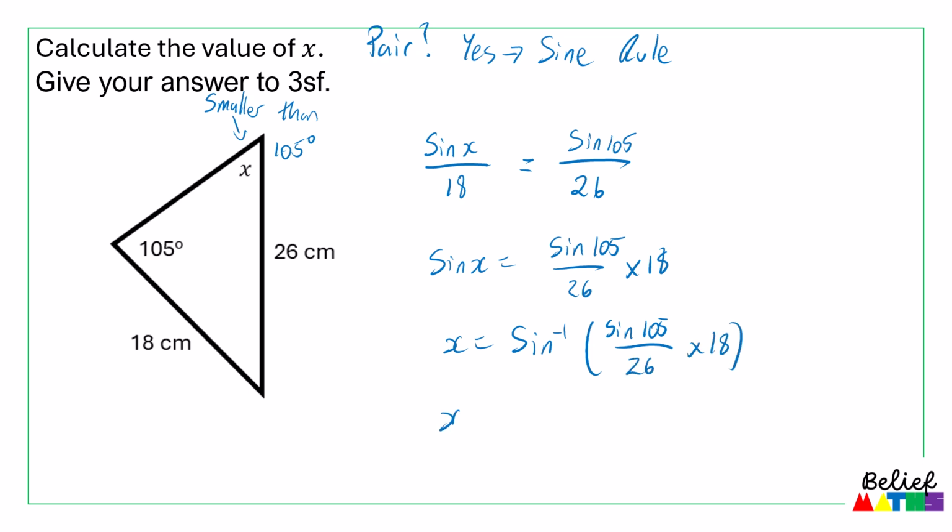And again, now I pick up my calculator and put it all in one go. And I get an answer of 41.968, etc. Giving that answer to three significant figures, I get x equals 42.0 degrees.